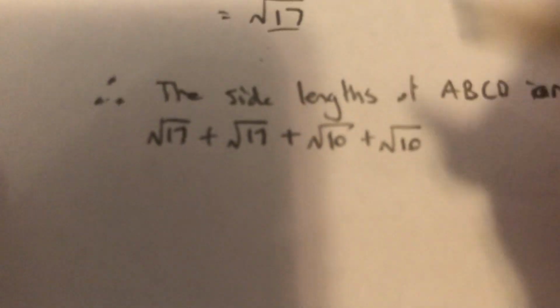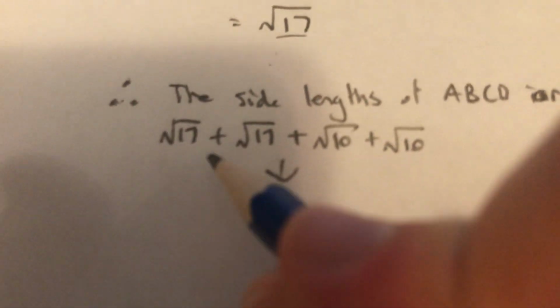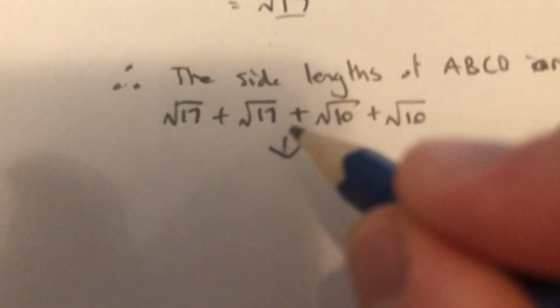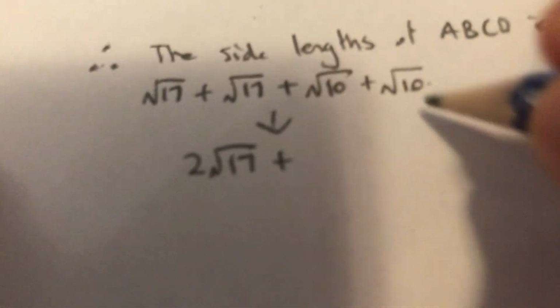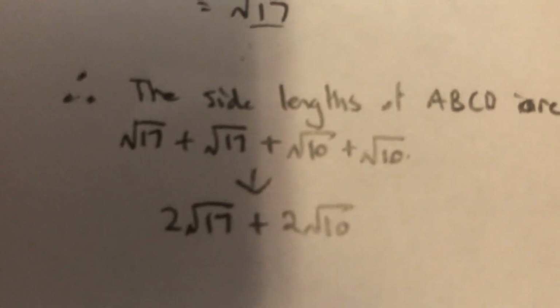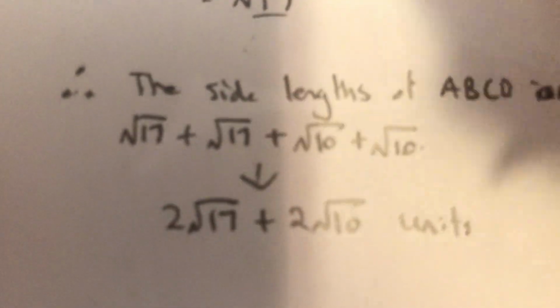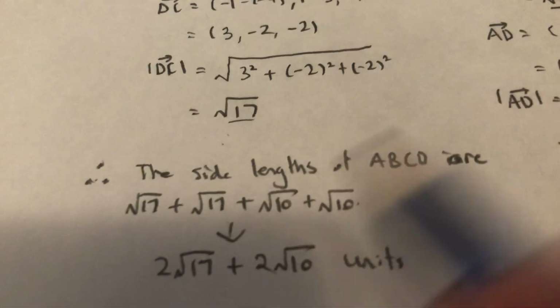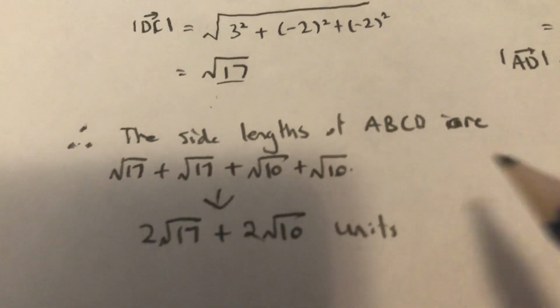And that can be simplified. These two are like terms: root 17 plus root 17 would be 2 root 17, and the root 10 here and root 10 here are also like terms, and that would be 2 root 10. And let's just say units. So yeah, that is the side length of ABCD.